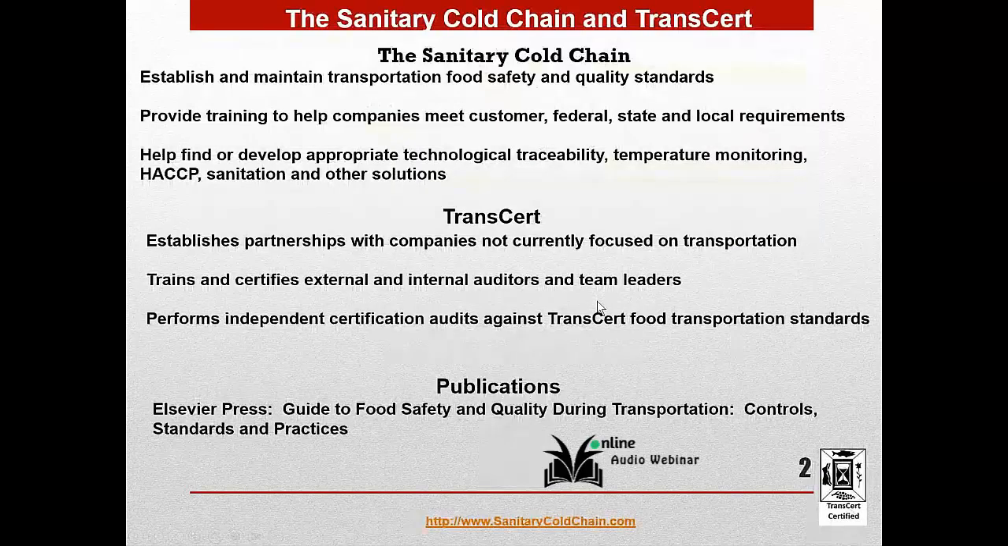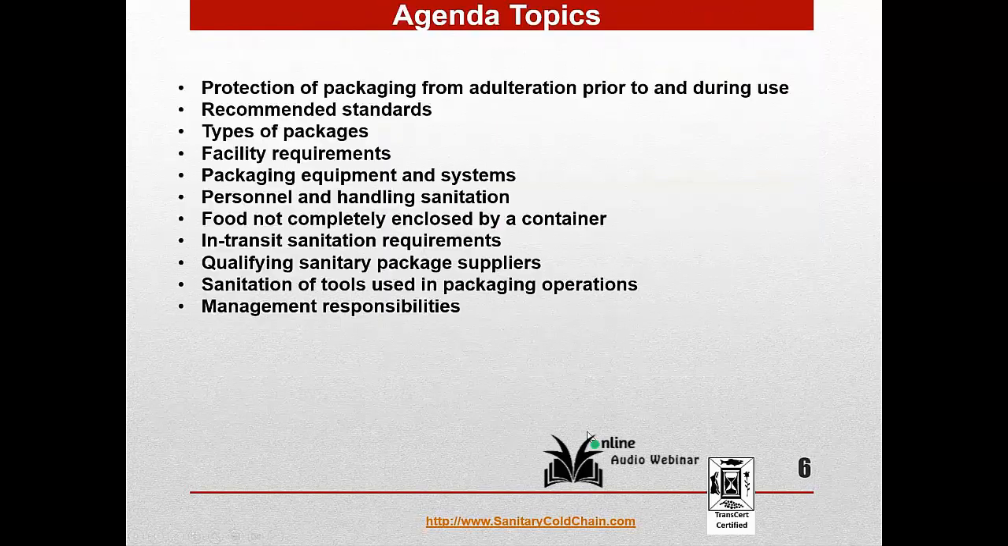A little bit about the work we do, the sanitary cold chain. So today's agenda: protection of packaging from adulteration prior to and during use. Okay, protecting the packaging. Now, we're not talking about the food. We're talking about protecting the packaging, and talk about some standards for packaging, types of packages, facility requirements. What does the factory have to do? What do the people have to do? Packaging equipment and systems, personnel and handling sanitation, for food not completely enclosed by a container.